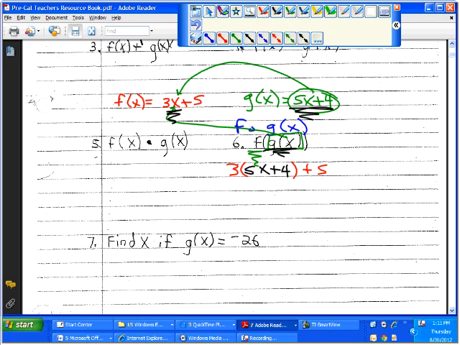And then we solve so we can distribute. 3 times 5 is 15x. 3 times 4 is 12, and then a plus 5. And then we can combine like terms, so 15x plus 17 is the f of g of x. Any questions on that? Any questions so far? Very good. Okay.